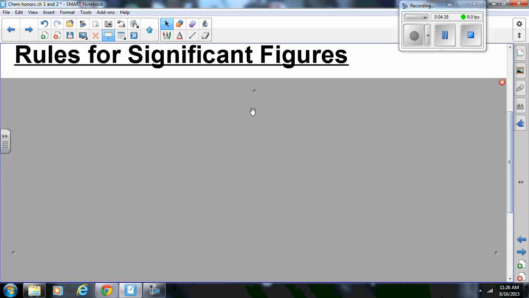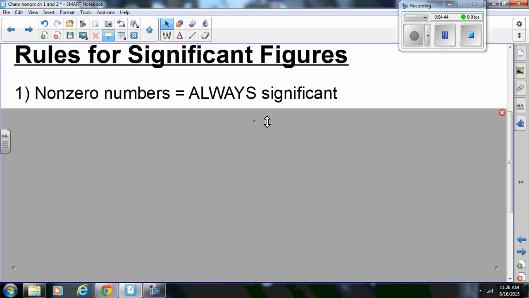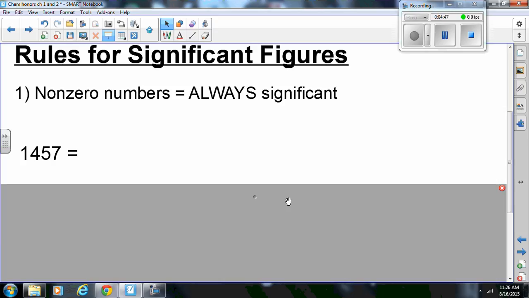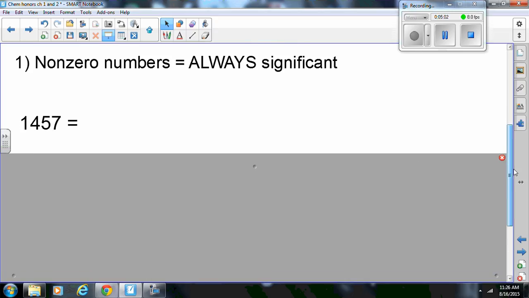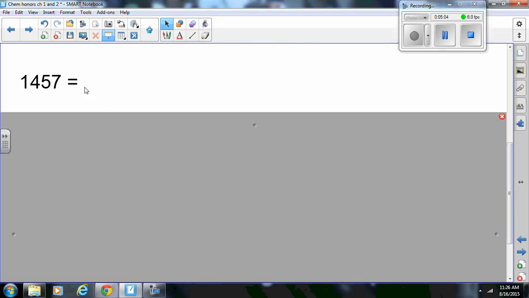And some of these will make sense and some of these will not, but as you use these over the course of the year, they'll just become habit for you. So let's go through these rules. Okay, any number that's not a 0, this is the easiest rule in the book. If it's not a 0, it's considered significant. And significant, again, means that you were basing it on some scale or some piece of equipment that you took the measurement from. So in this number, 1457, there would be 4 significant figures.